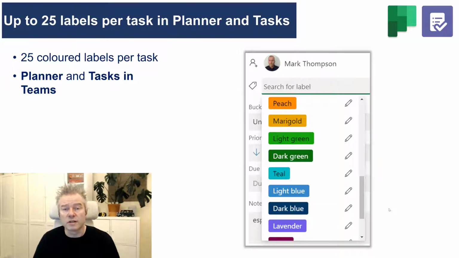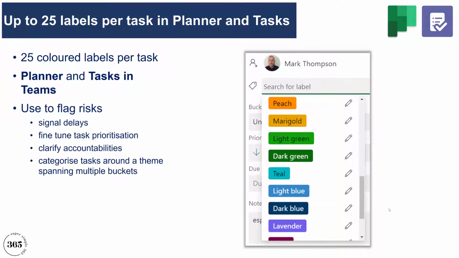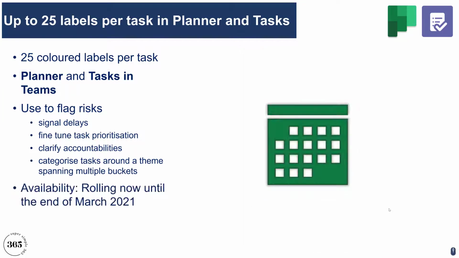This got a response on Twitter as well. People like this. People who I work with like it as well. And it just gives you so much more flexibility. So you can have 25 of these labels now. It just means that if you've got different themes like delays or prioritizations or accountabilities that stretch across different buckets, you can use that. I think it's been wanted for quite a long time, and I think it's going to be super useful for the end users. Rolling out anytime now to the end of March.